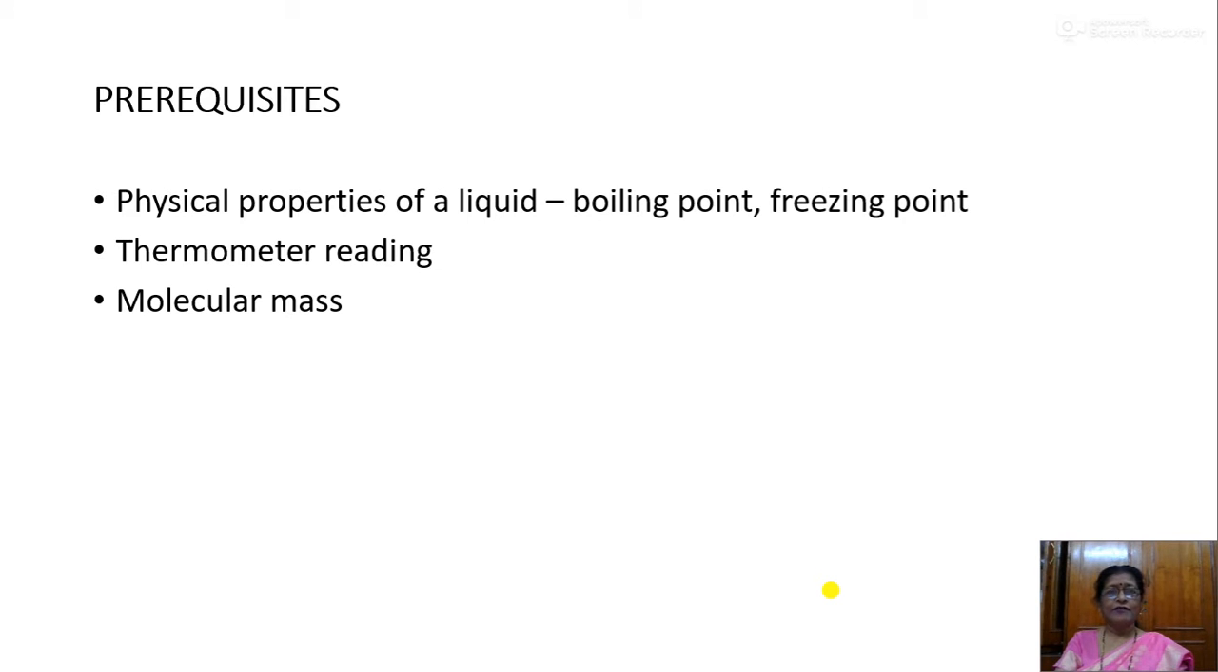Prerequisites are physical properties of liquid, for example, boiling point and freezing point. What is boiling point? Earlier I told you that when the vapor pressure of the solvent or any organic compound, or the vapor pressure of the solution, becomes equal to atmospheric pressure, then the solution will start boiling.